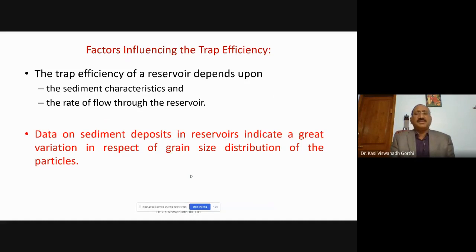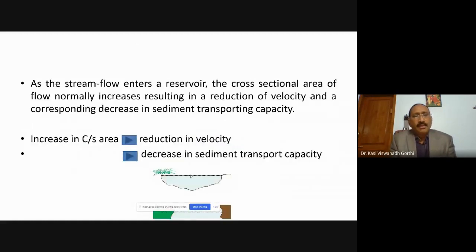The trap efficiency of a reservoir basically depends on sediment characteristics and rate of flow of water, higher velocities, lower velocities, and so on. Data on sediment deposit in a reservoir indicates a great variation in respect of grain size distribution of the particles. As the stream flow enters a reservoir, the cross-sectional area of flow normally increases at the beginning of the reservoir. This will result in reduction in the velocity. So increase in cross-section area will reduce the velocity.